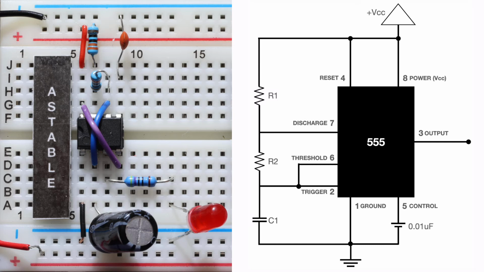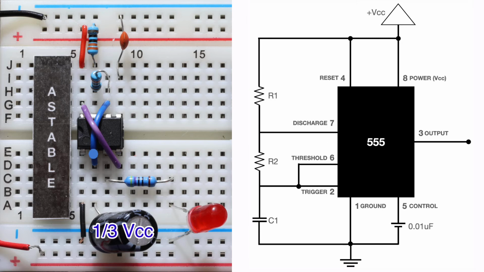Note that the trigger pin, pin 2, is connected directly to the electrolytic capacitor. When we constructed the monostable circuit in the last video, the timer was triggered by a push switch that short-circuited the voltage going to pin 2. But in the astable mode, the timer is triggered when the electrolytic capacitor discharges. As soon as the voltage across the capacitor drops to 1/3 of the supply voltage, pin 2 triggers the 555 to start a new cycle.